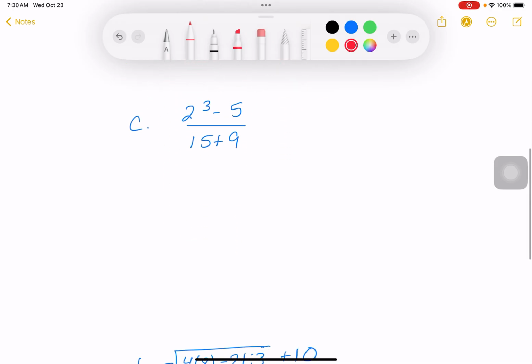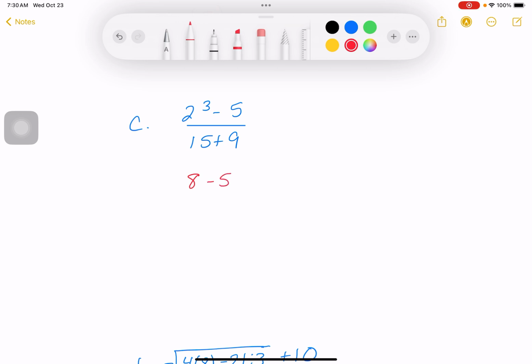Another type of grouping symbol, remember, is this vinculum or this fraction bar. So when you see that, you have to remember that you need to solve what's on top and what's on the bottom first. So if I go up on top, again, I have powers and subtraction. Powers come first, so I'm going to start with 2 to the third power. 2 to the third power would be 2 times 2, which is 4, times another 2, which would be 8.